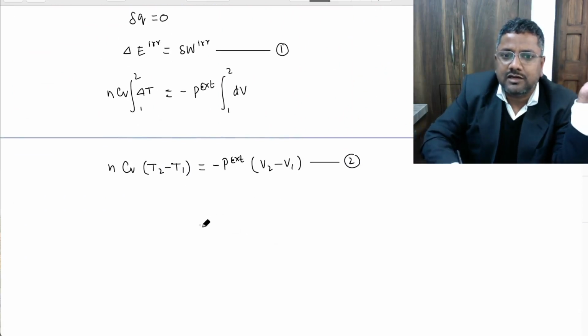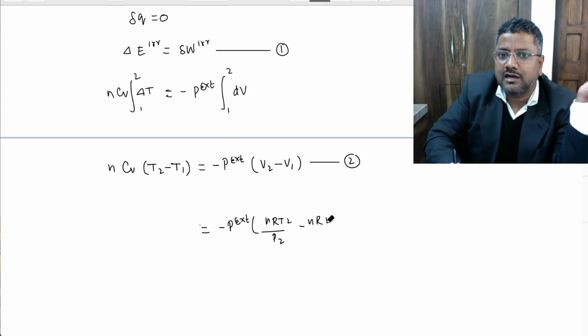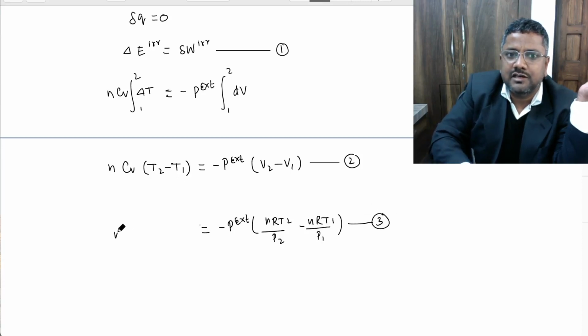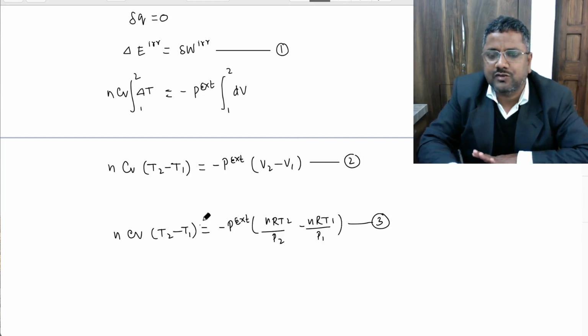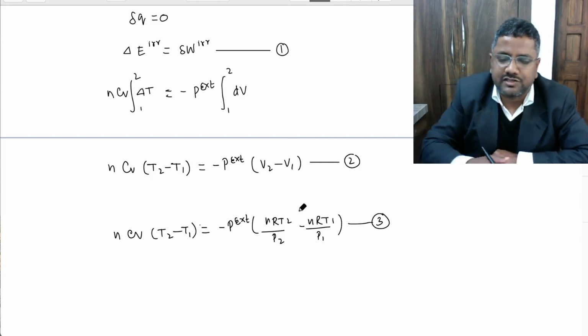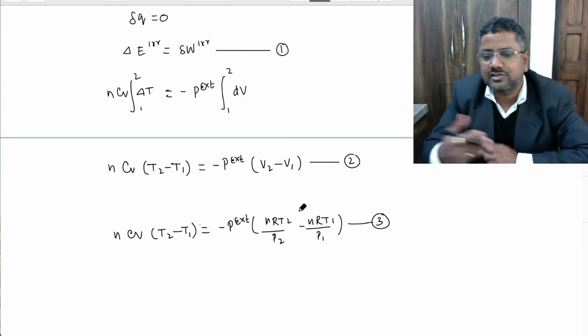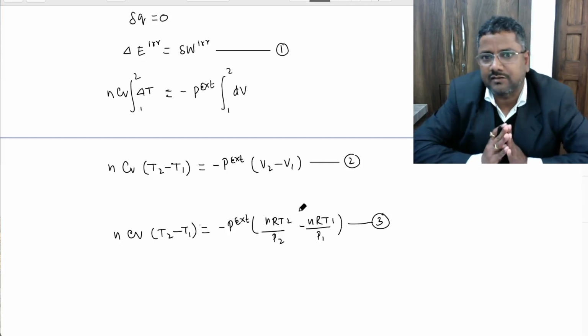If you want, you can calculate the pressure as well, minus P external, and here you can use the equation of state: nRT2 by P2 minus nRT1 by P1. So if pressure is given, then you can use equation 3, nCV (T2 minus T1). So these two equations you have, through which you can calculate final pressure, initial pressure, final temperature, initial temperature, if all other variables are known.